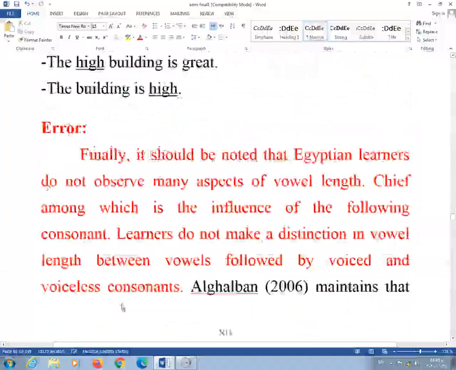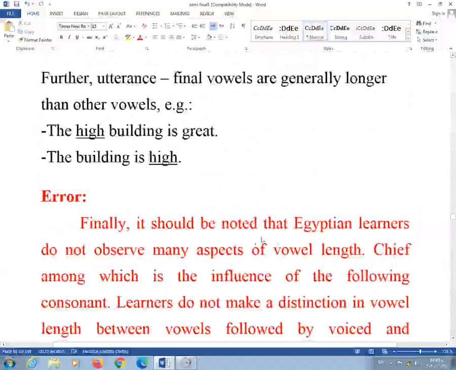Okay. Then we have finally, it should be noted that Egyptian learners do not observe many aspects of vowel lengths. كلنا يعني معظمنا ما بناخدش بالنا من الحتة دي. يعني عندك مثلا grade و greet، انتوا بتنطقوهم نفس الكلام، لا احنا مفروض to differentiate between them. فيبقى عندنا greed طول في الفاول اللي جاي فيه بعديه voiced consonant، والفاول اللي هو followed by voiceless consonant try to shorten.